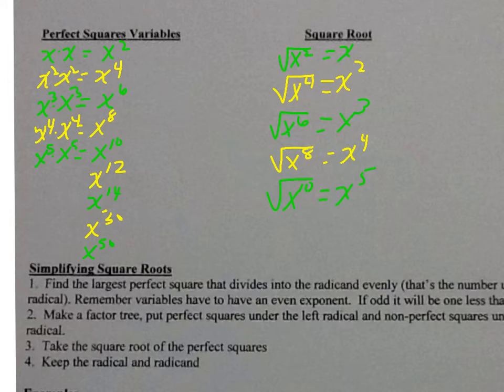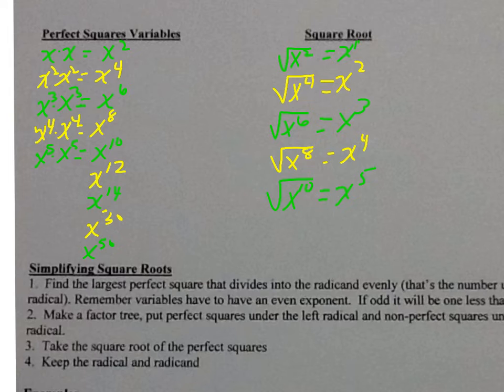Remember, this exponent right here is actually a 1 when there's no exponent written. So what do you notice about the perfect square and the square root exponent? The perfect square exponent and the square root exponent. Hopefully you notice that when you take the square root of all these even exponents here, it's half the exponent.